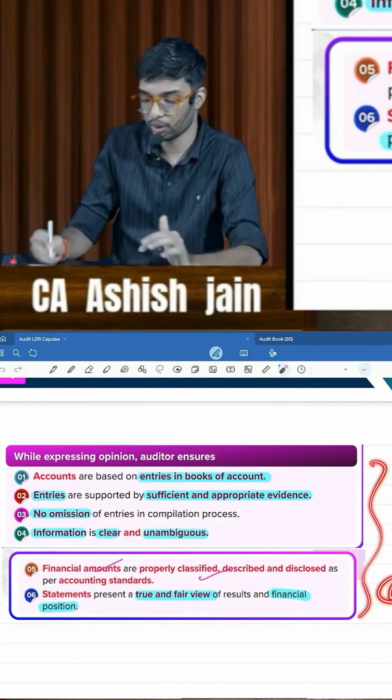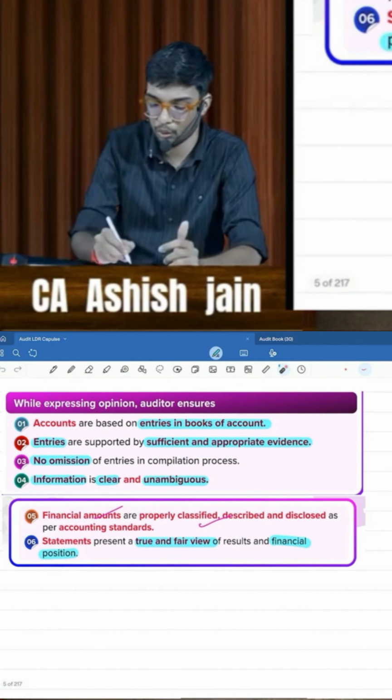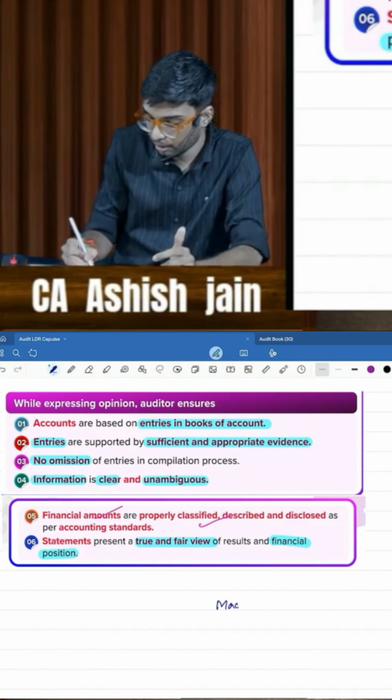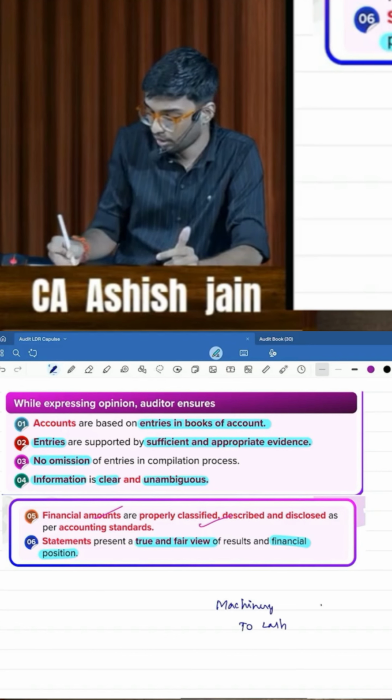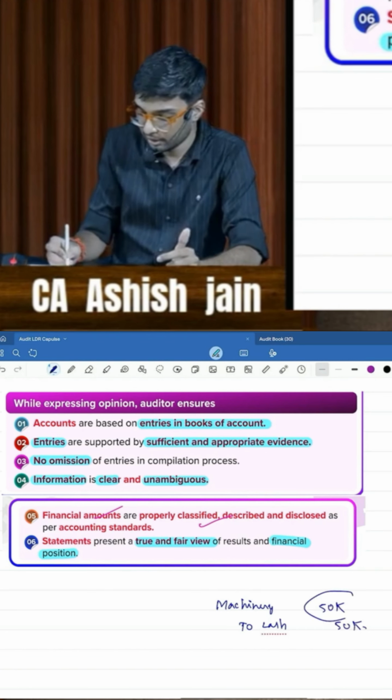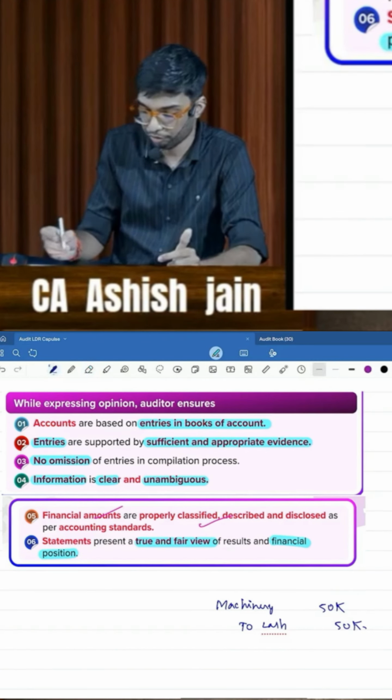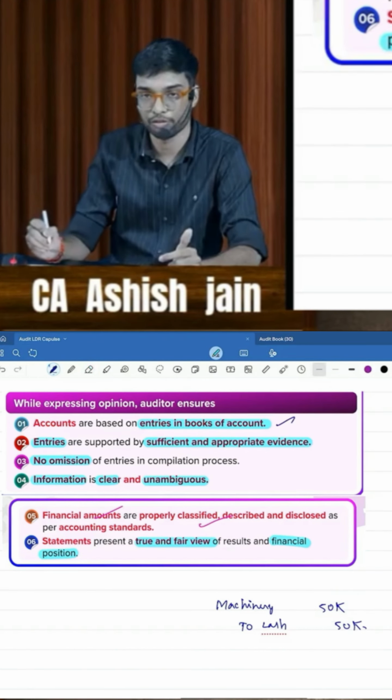Total 6 points. I'm going to give you one simple memory technique to remember that. You just remember the journal entry: Machinery account debit to cash, 50k. Obviously, this journal entry would have been passed in the books of accounts. So the entry has been made in the books of accounts.